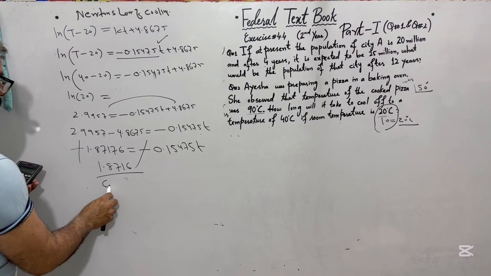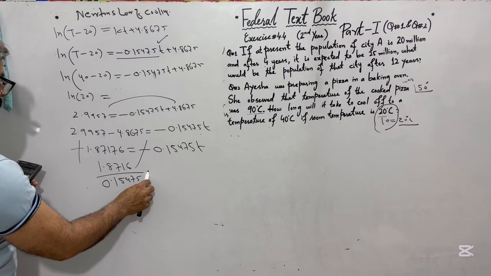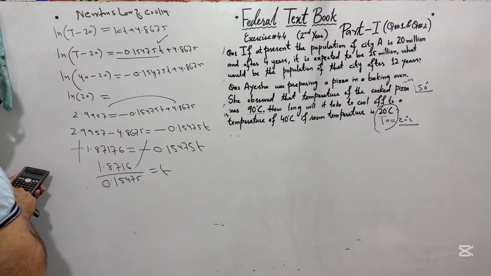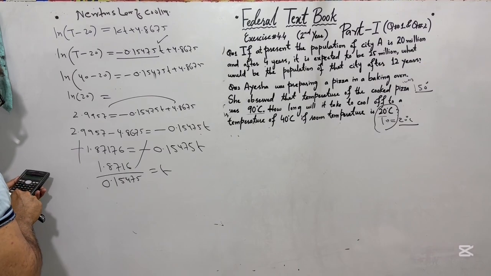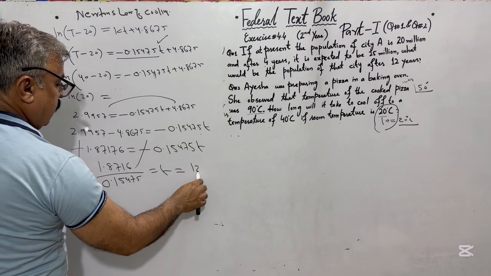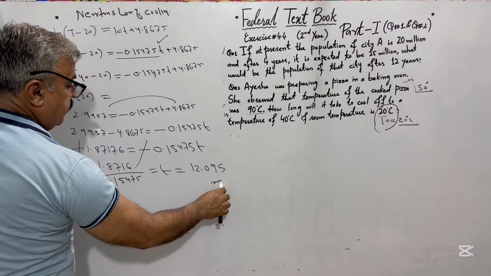Shift this quantity here for a division. 1.8716 divided by 0.15475 is equal to t. Dividing by 0.15475, t is equal to 12.095 minutes approximately.